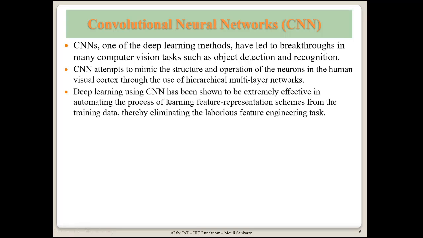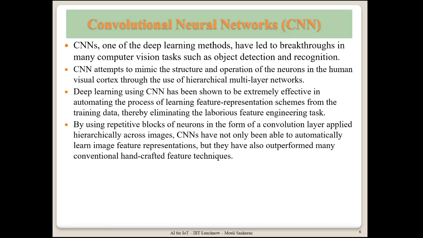Deep learning using CNN has been shown to be extremely effective in automating the process of learning the feature representation schemes from the training data, thereby eliminating the laborious feature engineering task. It means hand coding the feature extraction and processing is avoided by making it learn dynamically with a lot of images. So you don't need to code a lot. Once you fix the network, then we can fine tune it by feeding in more and more data.